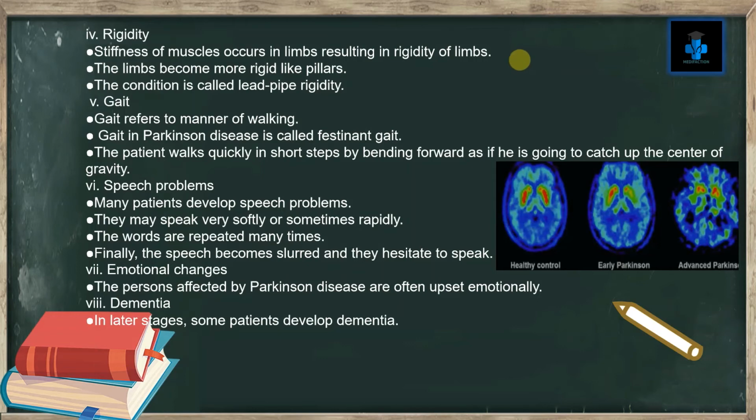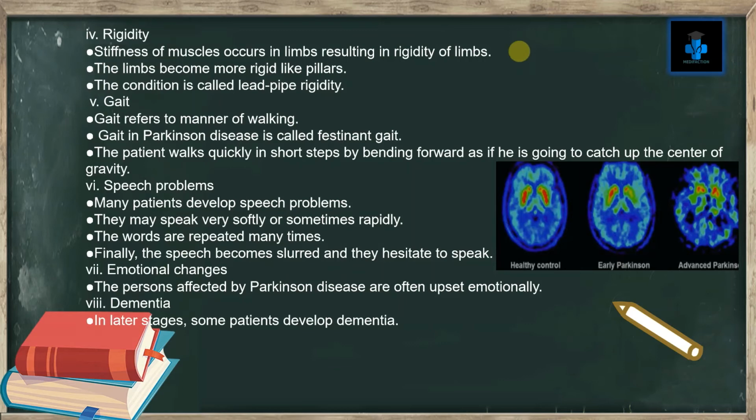Gait. Gait refers to manner of walking. Gait in Parkinson's disease is called Festinant gait. The patient walks quickly in short steps by bending forward as if he is going to catch up the center of gravity.